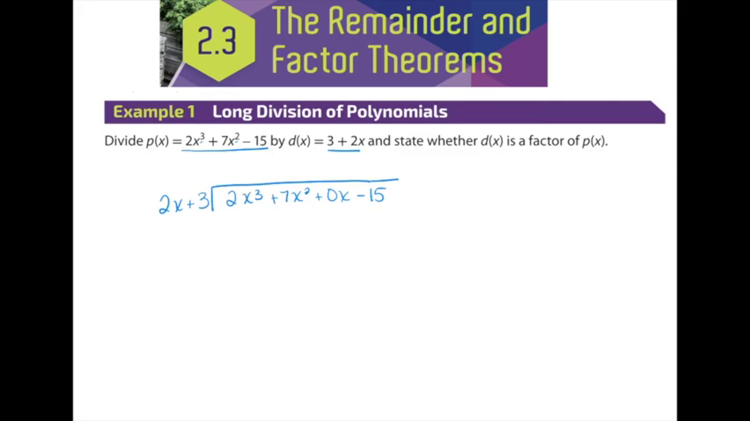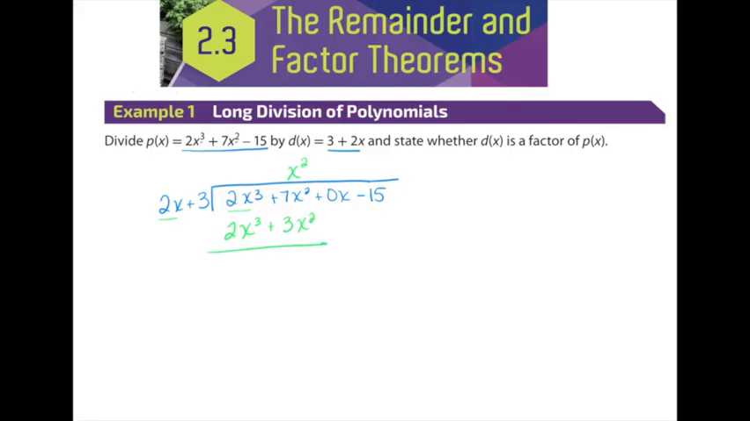I only have to look at that first guy to decide how I'm going to multiply. So I'm going to say 2x times what gives me 2x cubed? Well, that is going to be x squared. So I'm going to put that x squared over my x squared. And then I'm going to multiply it through: x squared times 2x is going to give me my 2x cubed, which is how it should always be there. And then x squared times 3 gives me plus 3x squared.